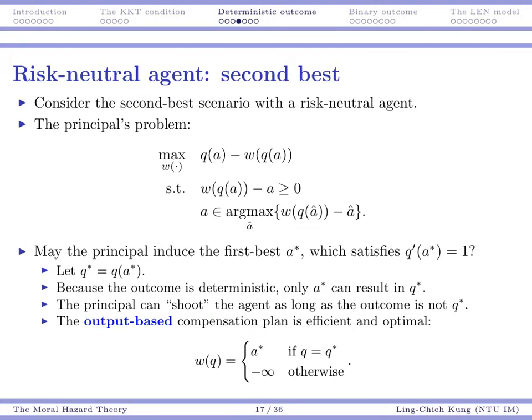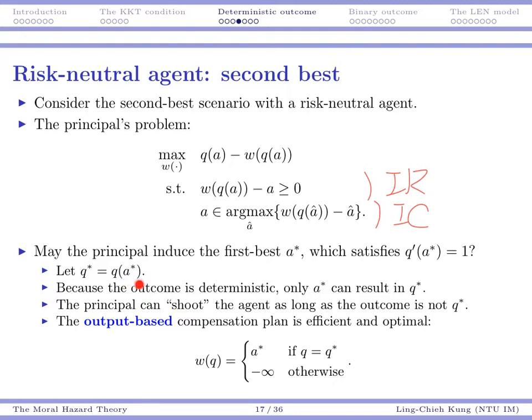Then the principal's issue is that A must result in a payment that is good enough for the agent to stay while maximizing the principal's expected profit. Okay, you can say that this is the IC constraint, this is the IR constraint. Quite similar to our screening scenarios. So now the question is, may the principal still induce the first best effort which satisfies a specific condition? Well, the answer is yes. Even though the principal cannot choose A star directly, there is a way to induce the agent to do that.